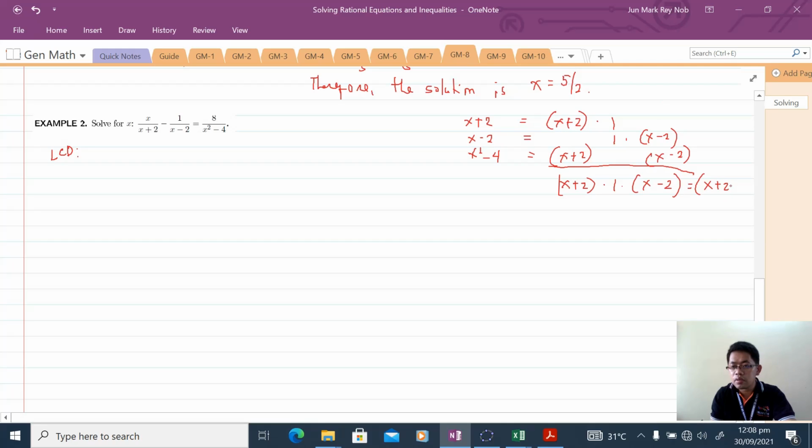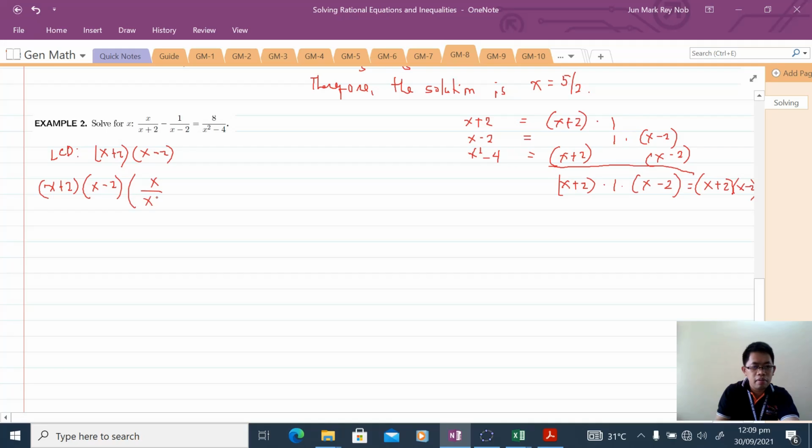How can we reduce this one? Alright, so the LCD now is x plus 2 times x minus 2. All we have to do is multiply the LCD to all of the terms. We can do it term by term. We can multiply it right away to the first term, and we have this one. Then we multiply it to the second term.